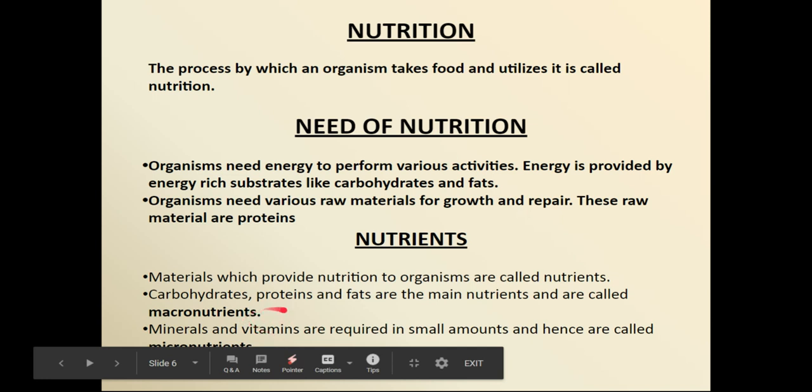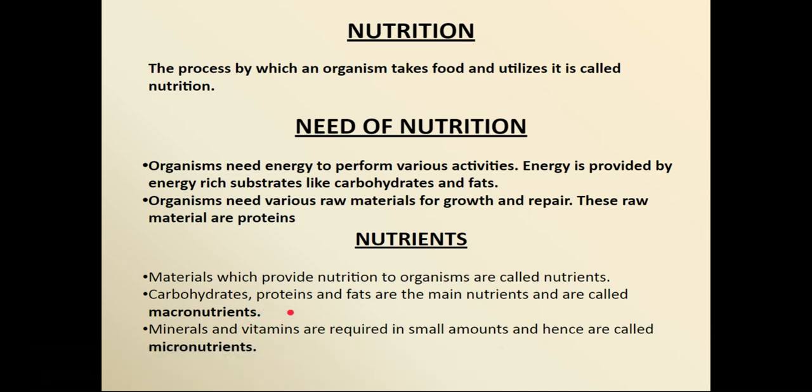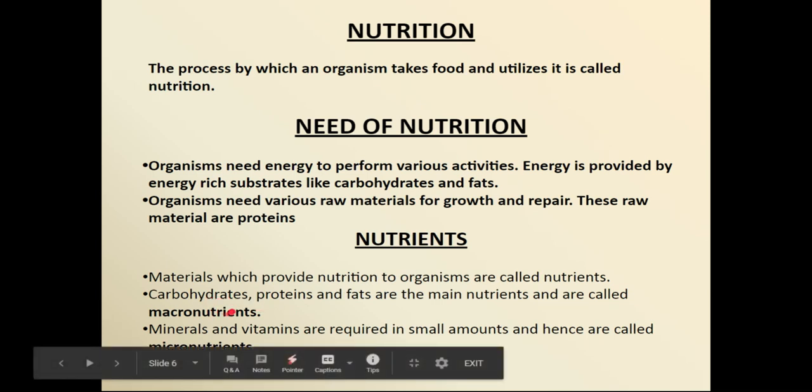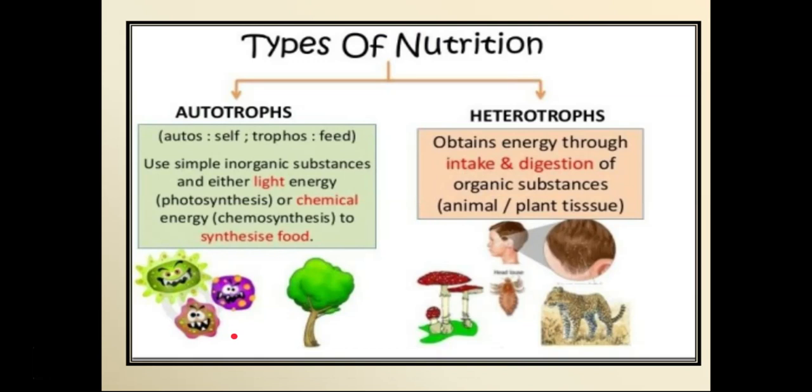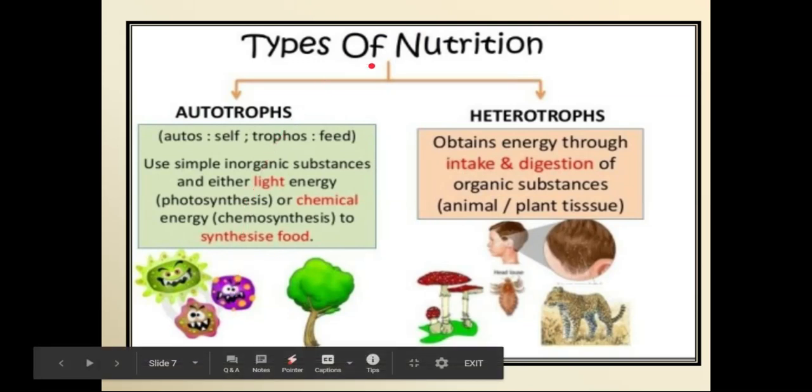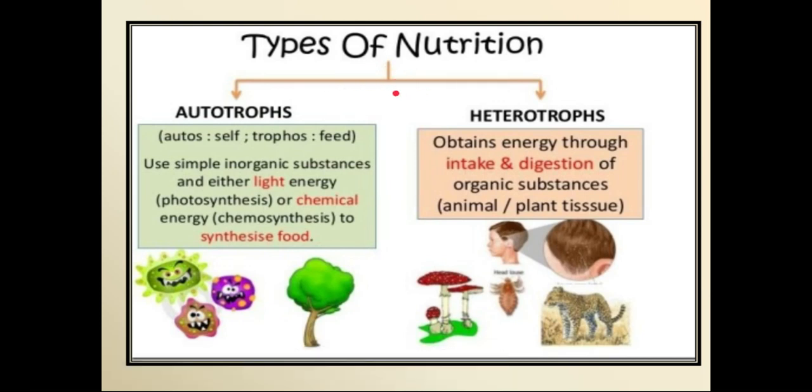When nutrients are required in large amounts by an organism, they are referred to as macronutrients. Examples are carbohydrates, proteins, and fats. When nutrients are required in small amounts, they are referred to as micronutrients. Examples are minerals and vitamins. Now comes the types of nutrition or mode of nutrition. Basically, there are two types of nutrition, autotrophs and heterotrophs.